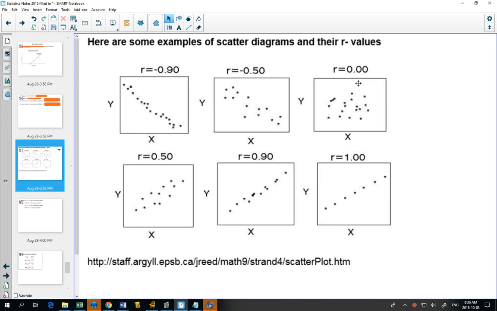So here are some examples you can look at. That first example, very close points, has an R value of -0.9. Okay? Second one, a little bit more spread out. Last one, no correlation. They don't know whether the line of best fit should be positive, negative, or nothing. Here we have a strong positive correlation. Here they're all perfectly in a line, so your R value would be 1.